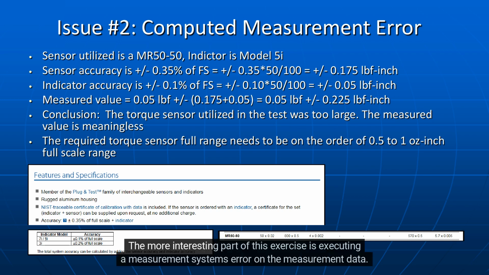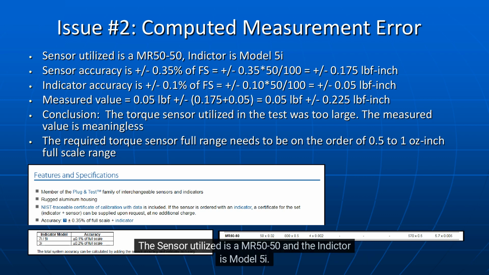The more interesting part of this exercise is executing a measurement systems error analysis on the measurement data. The sensor utilized is a MR5050 and the indicator is Model 5i. The sensor accuracy is ±0.35% of full scale, which is ±0.175 lbf inch. The indicator accuracy is ±0.1% of full scale, which is ±0.05 lbf inch. As a result, the tolerance of the measured value is ±0.225 lbf inch.